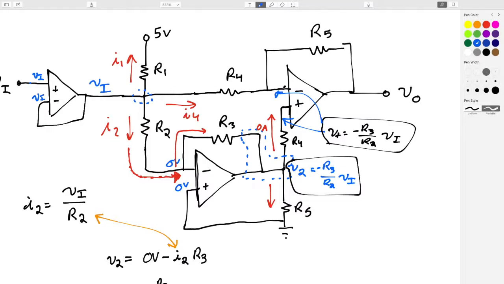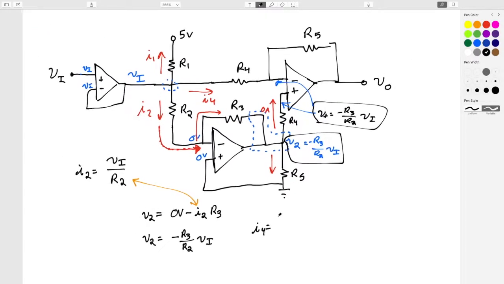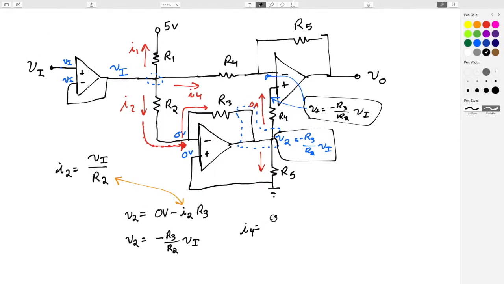Good. Now we know the voltage on the side of this resistor, our VI. Now we know the voltage on the other side of that resistor, this thing, negative R3 over R2 times VI. So we can now go and figure out what I4 is, this original current which we couldn't solve right away. So let's do that. I4, as I drew it, will equal, I should zoom out a little bit, it's a little bit too intense. I4 will equal VI minus R3 over R2 VI all over R4.